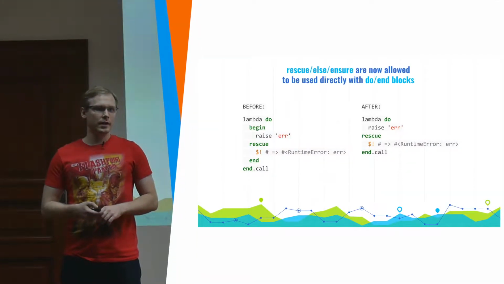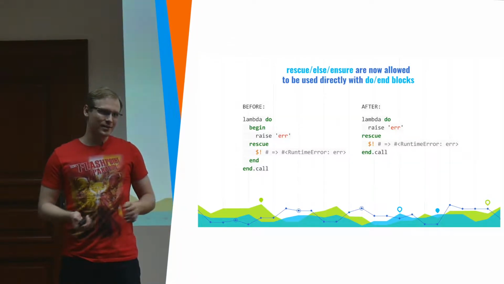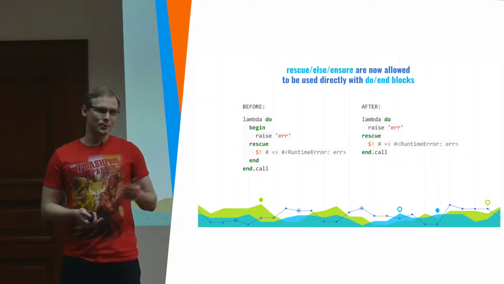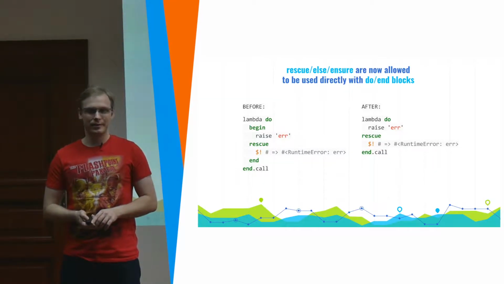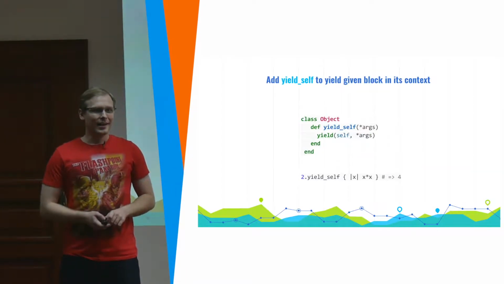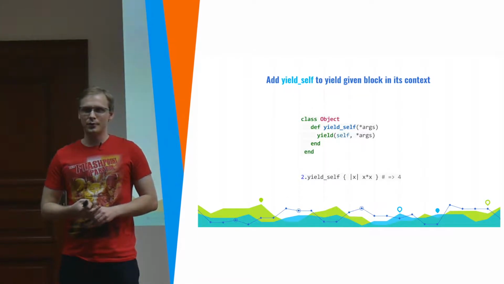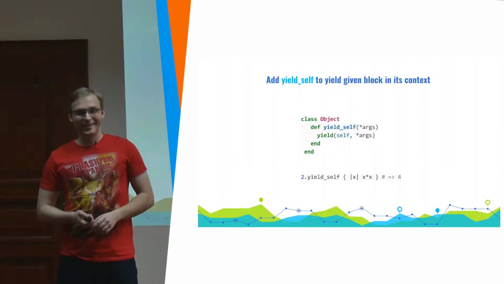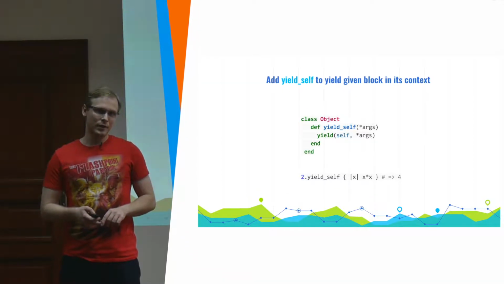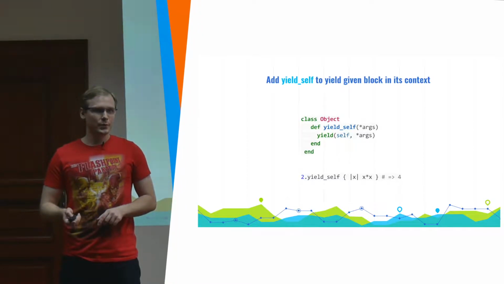So the first one is rescue. Now you can use it without begin and end. As you can see on the left, it was like this before, and now we can do it with 2 lines less. It's really cool. The next thing is yield_self. This is something similar to tap, but this method actually returns the result of the block. So there's a little difference between these two.